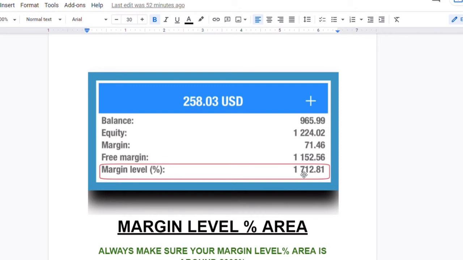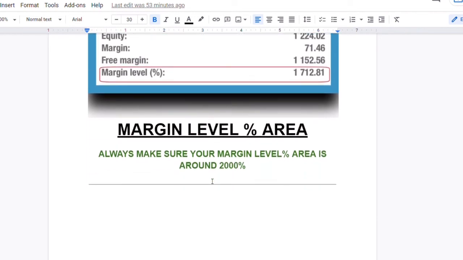Okay, because we're in a whole new economic era. So margin level percentage area, very important. Keep that around 2,000%. You don't ever have to worry about blowing your account. Okay, do that. This is one of the biggest mistakes that a lot of traders make. They don't know about this. It's like a gold mine in wisdom, a diamond mine in wisdom once you learn it and apply it for yourself. Okay, so let's move on.